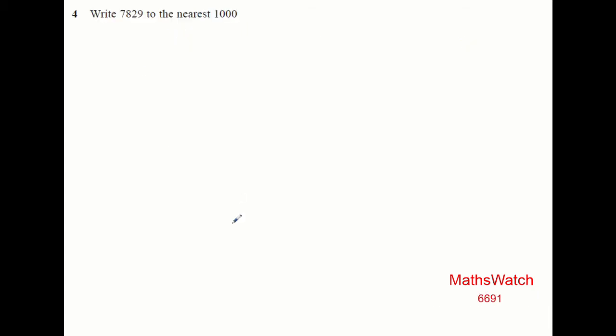Question 4. Write 7,829 to the nearest 1,000. So we've got 7,829. If you think about this in place value, the 9 is a unit number, the 2 is a tens, 8 is a hundreds number, and the 7 is the thousands. Okay, so the thousands is 7, and that is what we're trying to round to, the nearest 1,000.